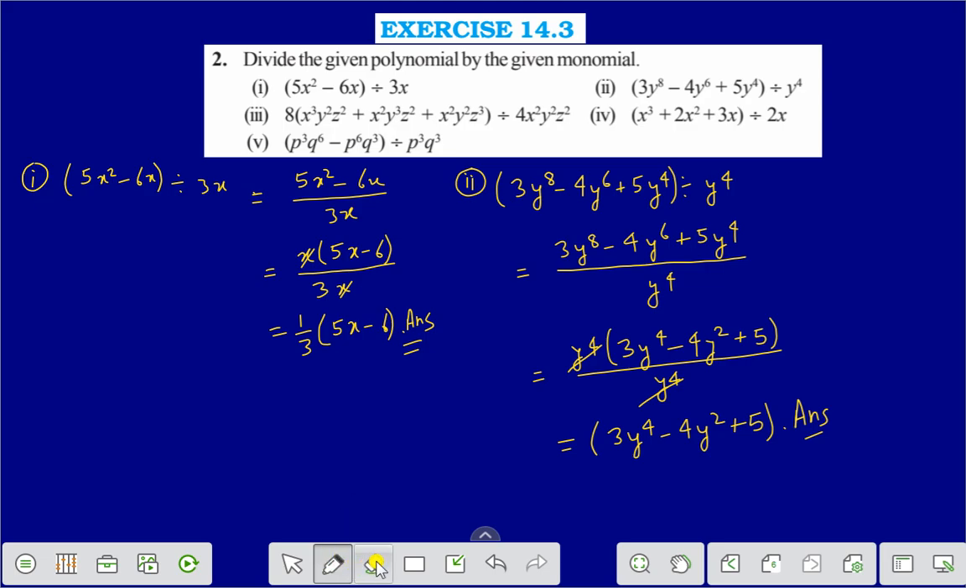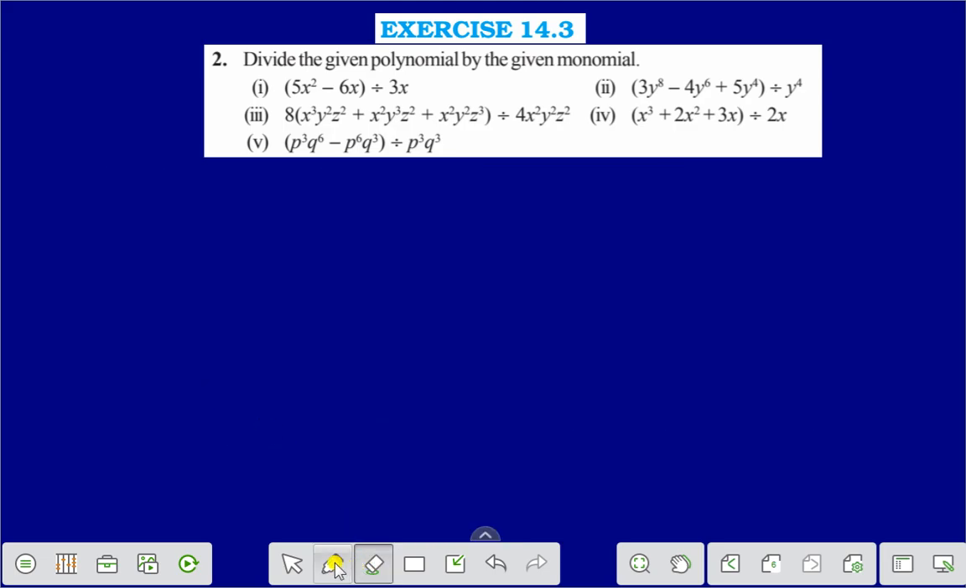Now we'll solve question number 3. Question number 3 here you see is 8 x cube y square z square plus x square y cube z square plus x square y square z cube divided by 4 x square y square z square.